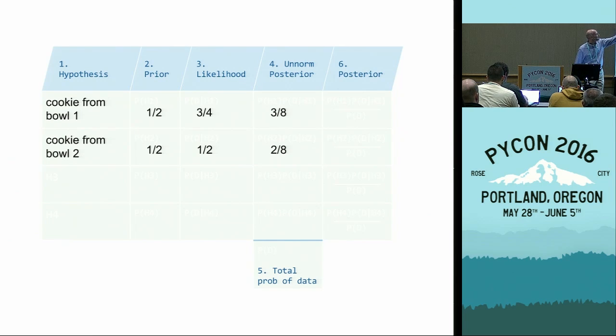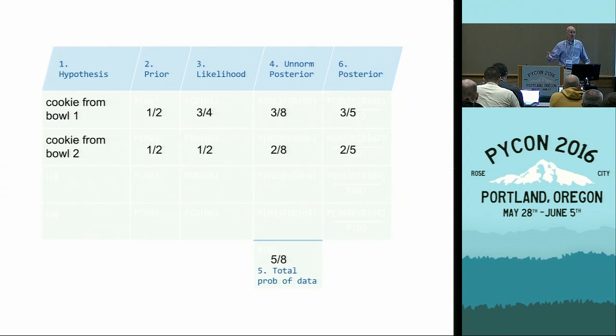And then the next step is to take all of those unnormalized posteriors and normalize them. And what normalize means is to make them add up to 1. The way you do that is by adding them up to see what they actually do add up to, and then just divide through by that. So I'm going to take my unnormalized posteriors, add them up, and I get 5/8. That is the total probability of the data. That's the denominator in Bayes' theorem. And in this case, that's the number that we figured out by mentally combining the 2 bowls of cookies. Now I'm going to divide through by 5/8, and I end up with 3/5 and 2/5.